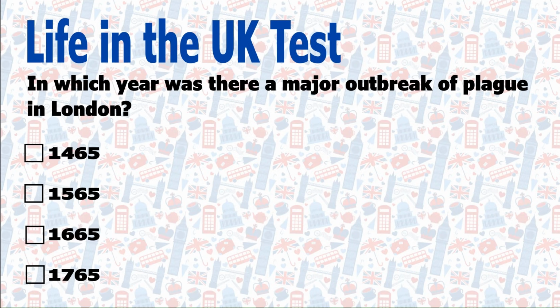In which year was there a major outbreak of plague in London? In 1465. In 1565. In 1665. In 1765.